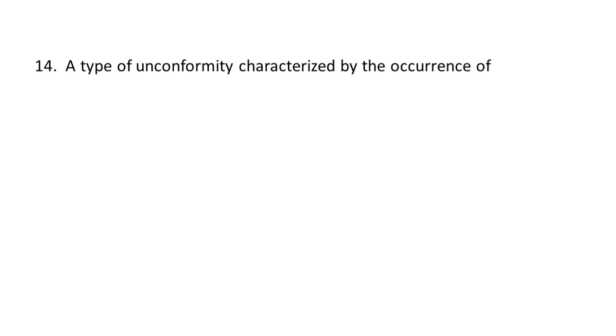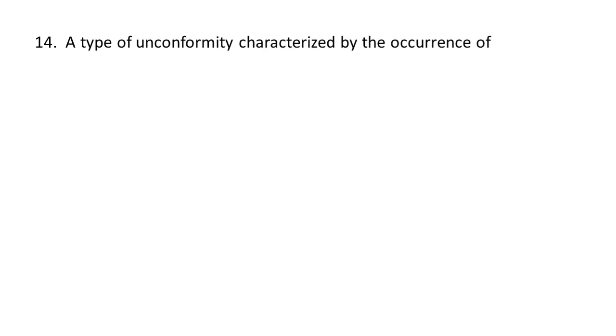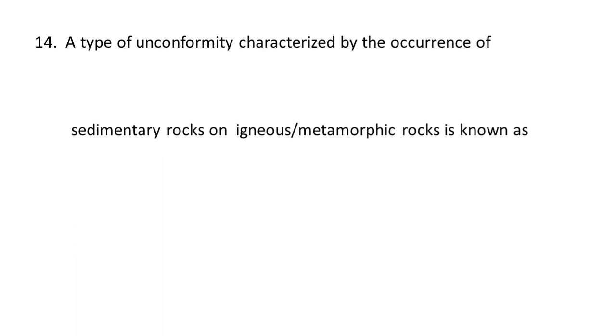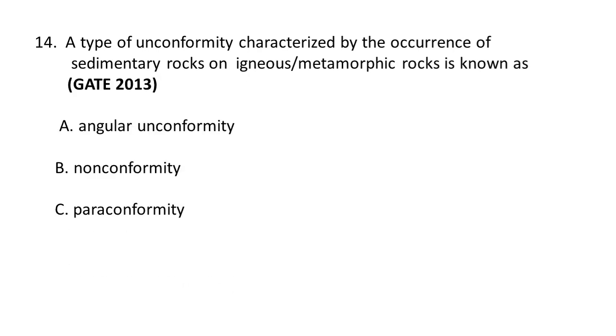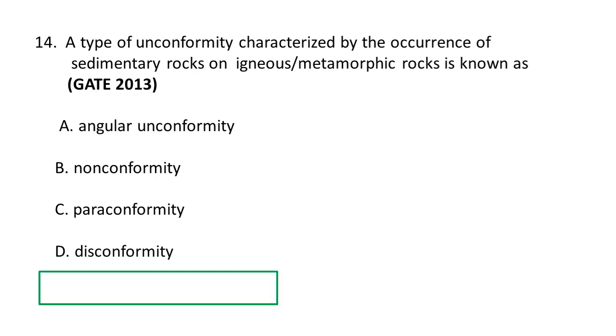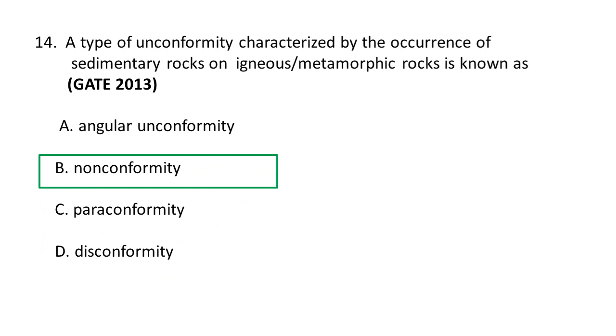Next question. A type of unconformity which is characterized by the occurrence of sedimentary rocks on igneous or metamorphic rocks is known as A. Angular unconformity, B. Nonconformity, C. Paraconformity, D. Disconformity. So, the correct option is nonconformity. Nonconformity exists between sedimentary rocks and metamorphic or igneous rocks when the sedimentary rock lies above and was deposited on the pre-existing and eroded metamorphic or igneous rock.